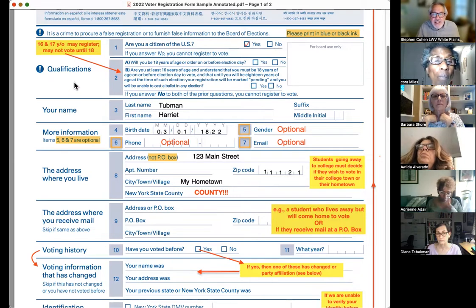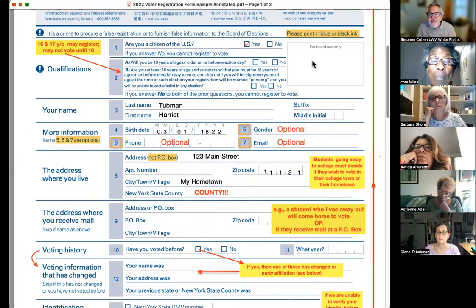This next section is important, section 2, because if you will be 18 years of age or older on or before election day, and you answer yes, then you're eligible to vote.